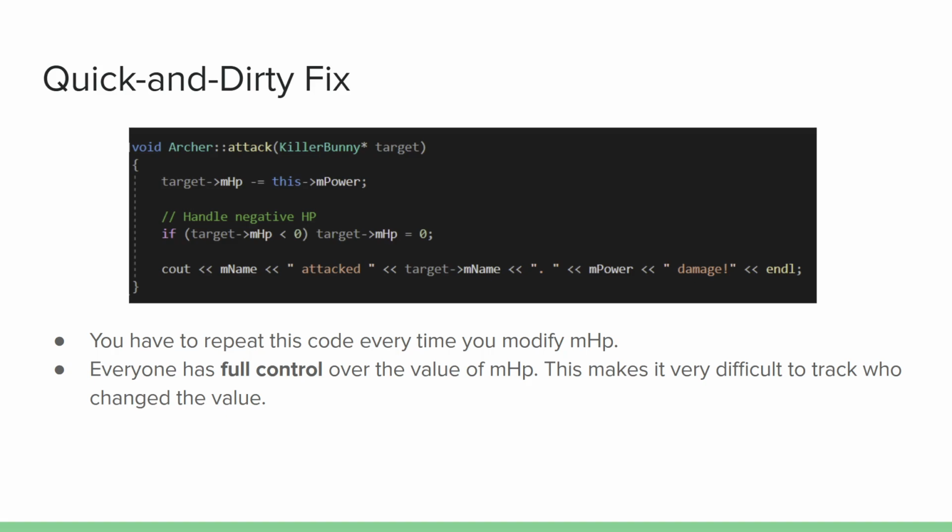So what if instead of attack, we have another function, maybe like damage over time, where every turn you take some damage? Maybe it's a different function, no? So you have to also do the same thing: if target MHP is less than zero, target MHP is equal to zero. So everyone has full control over the value of MHP. This makes it very difficult to track who changed the value. Okay, questions here?